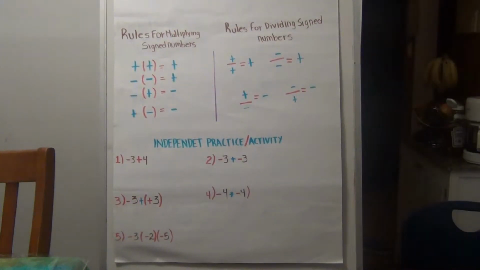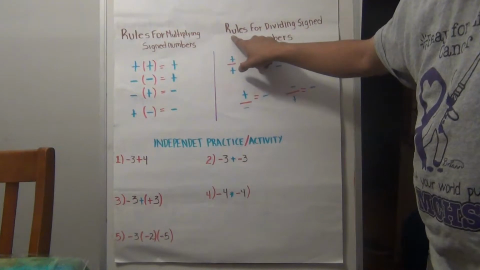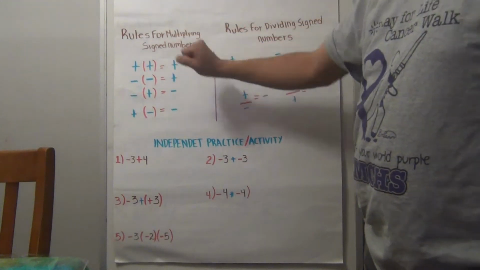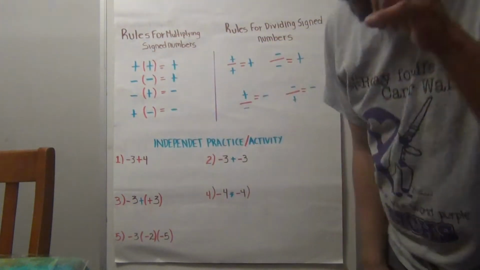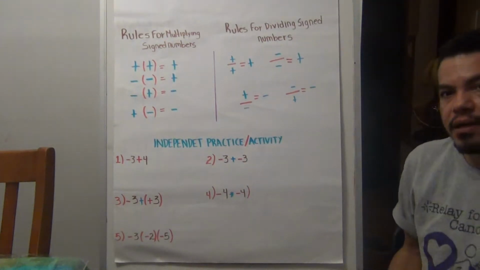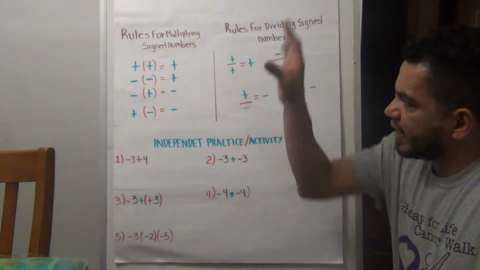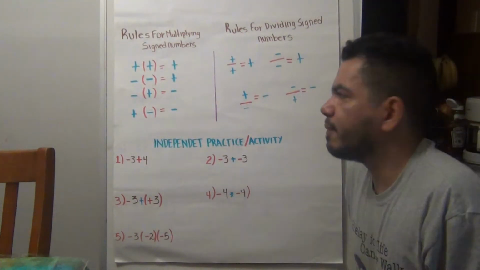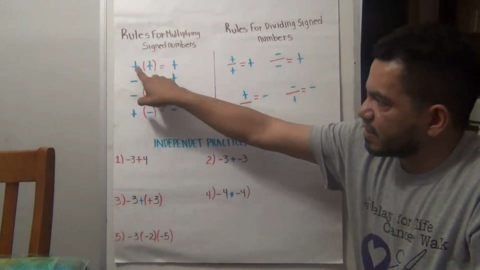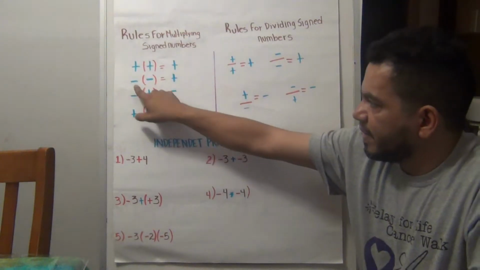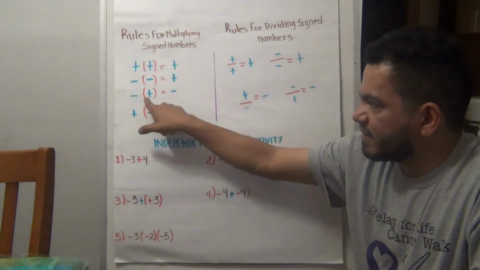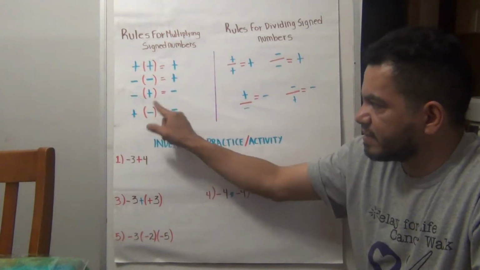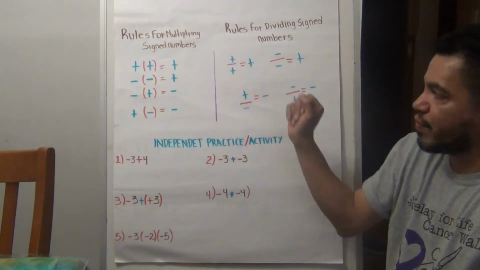Okay. So now we have rules for multiplying signed numbers. This is something that you must always keep in mind. This is going to save you, or the calculator to save you. Look, positive times positive, positive. Negative times negative, positive. Negative times positive, negative. Positive times negative, negative.